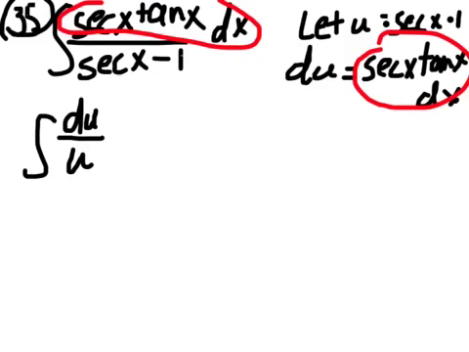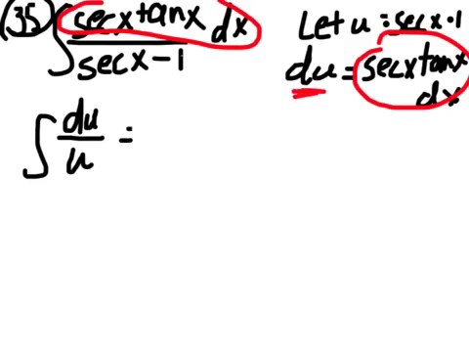We're doing number 35, and if you look at this problem, if you let u be the denominator there, secant x minus 1, and you look up the derivative of secant x, because the derivative of negative 1 is going to be 0. The derivative of secant x is secant x tan x, and that's exactly what we have on top. So it works out really nicely. Your du would be secant x tan x dx. So I'm going to replace all that red with just this du right here.